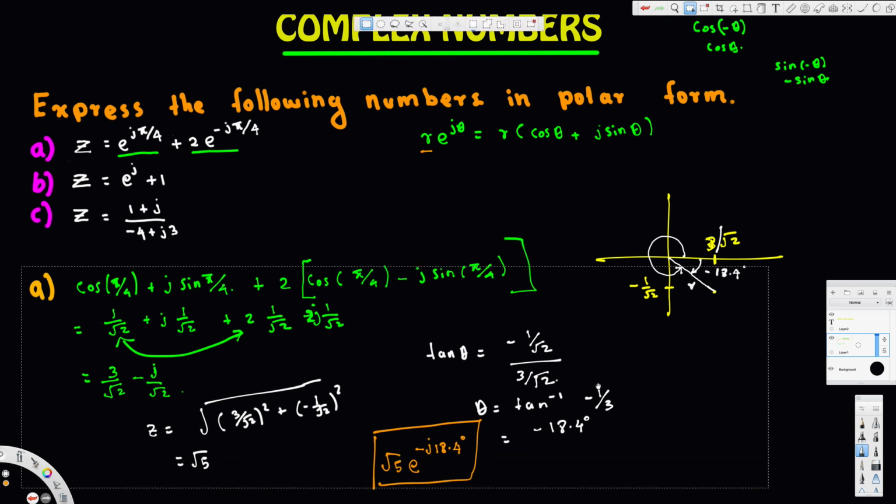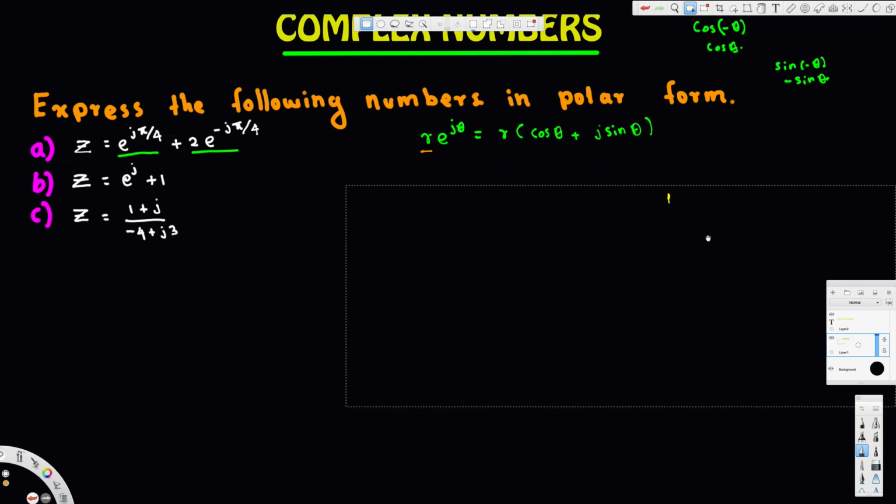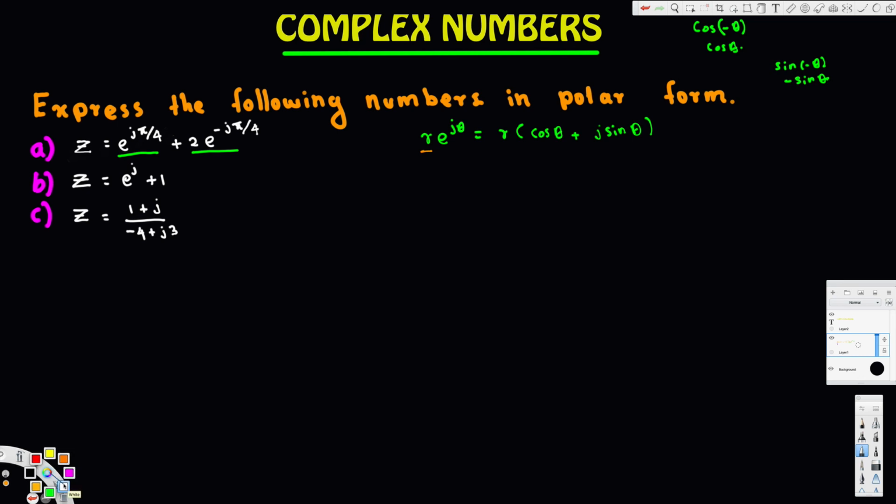Now we are going to do the B part. Okay, let's go ahead and do that. Here again we need Euler's identity, which is given by r e power j theta is equal to r cos theta plus j sin theta. Now let's look at the second one, B. Z is equal to e power j plus 1.